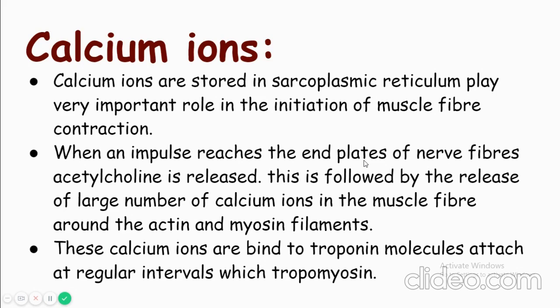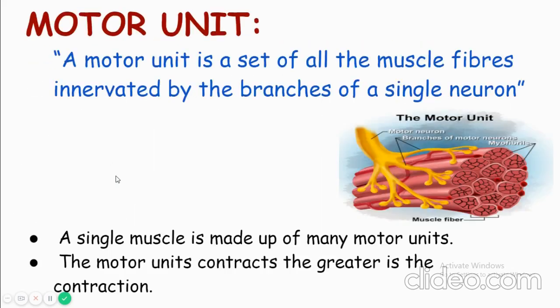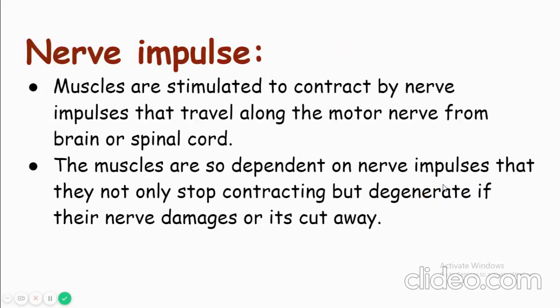And this calcium plays a very important role in muscle contraction. Okay, when an impulse reaches the end plates of nerve fibers, acetylcholine is released. Acetylcholine is a neurotransmitter, for example. So when an impulse reaches the skeletal muscle, the nerve endings release a chemical called acetylcholine. Okay.